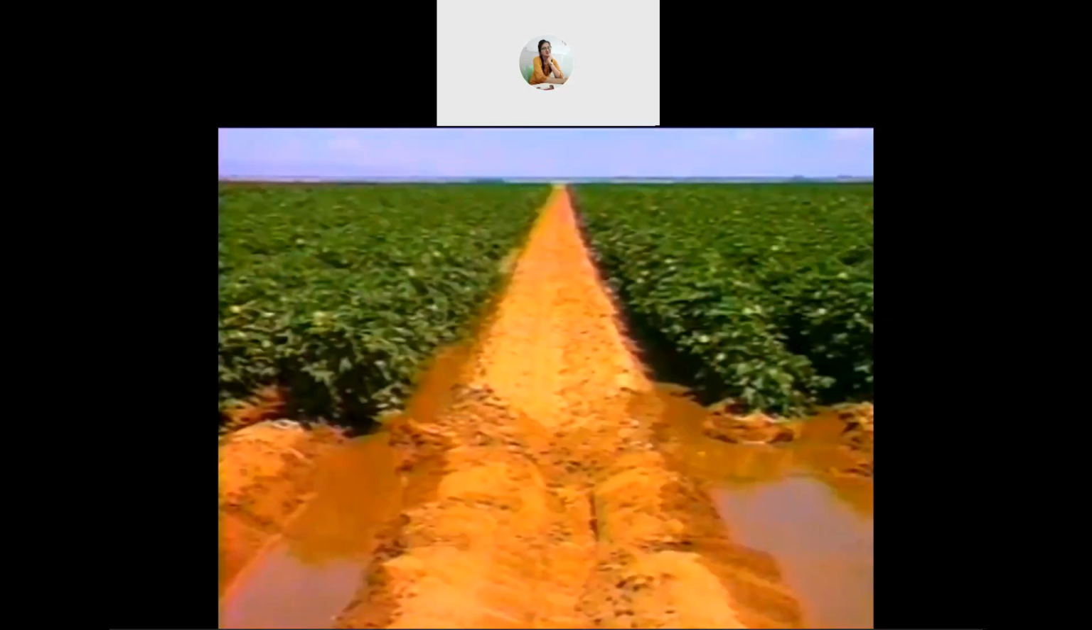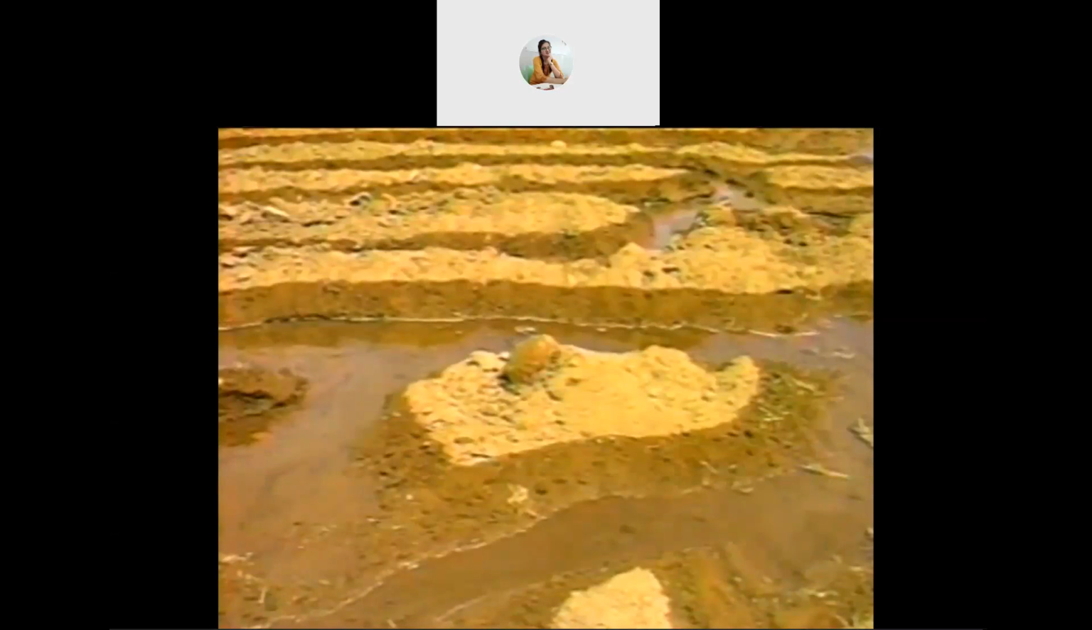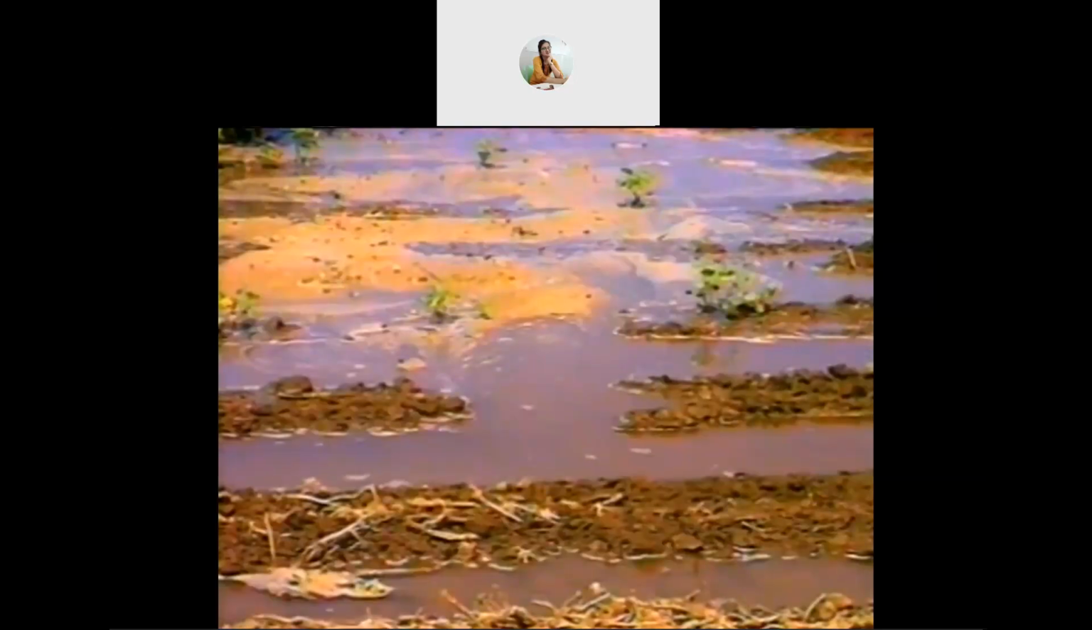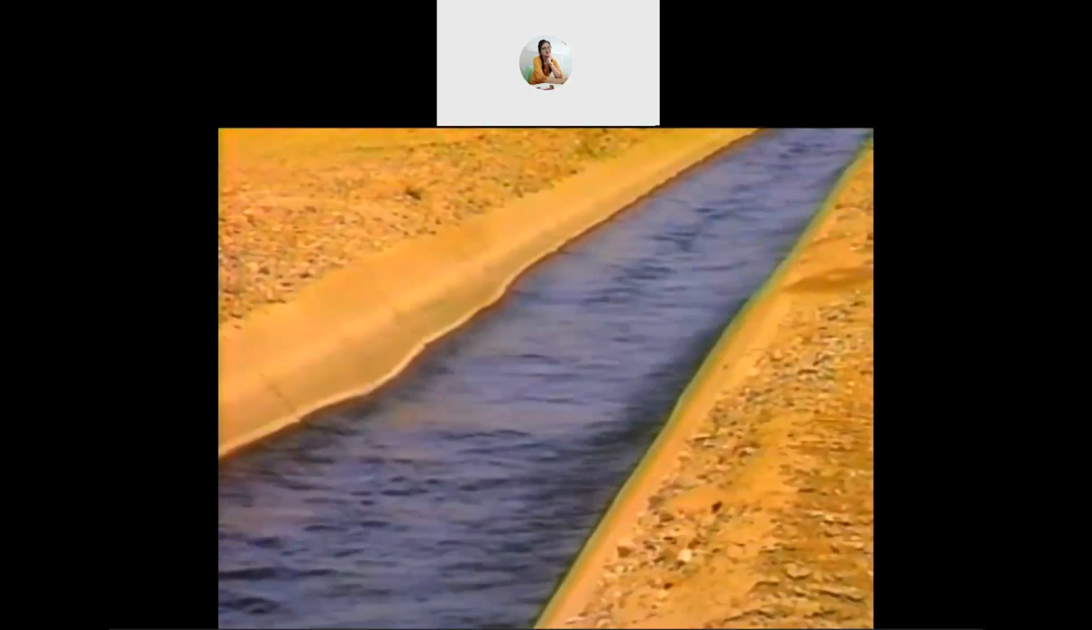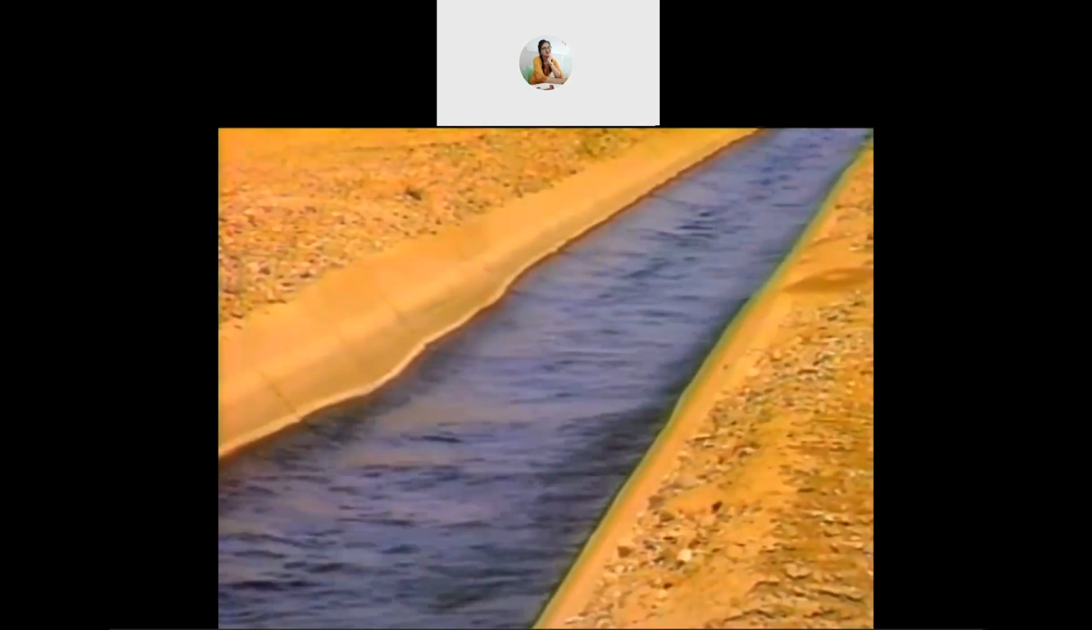The length of the field. Does it have short or long runs? Or are the rows different lengths in the same field? Does the field have side slope, or slope that is not in the direction of the rows? If it does, applying water too fast will break the furrows or beds between the rows. How much water does the supply canal get?